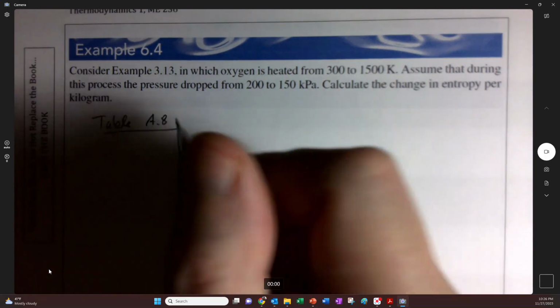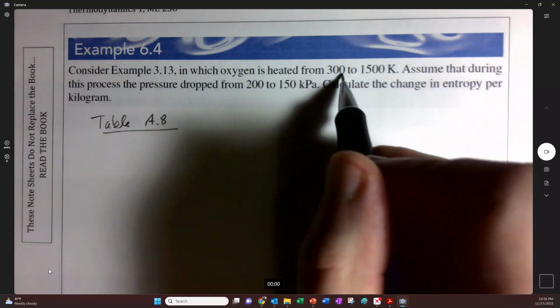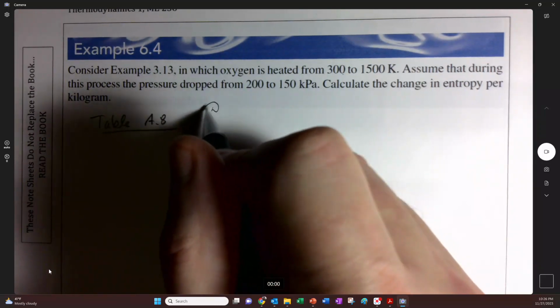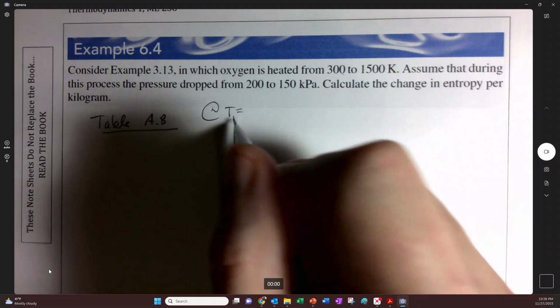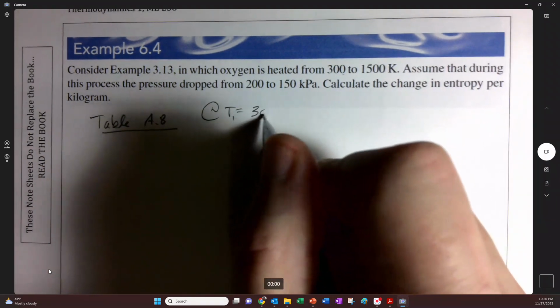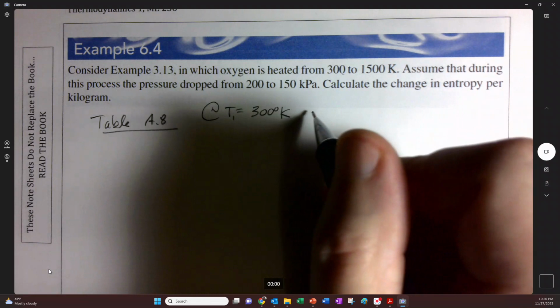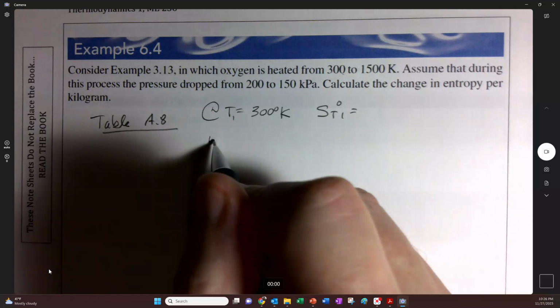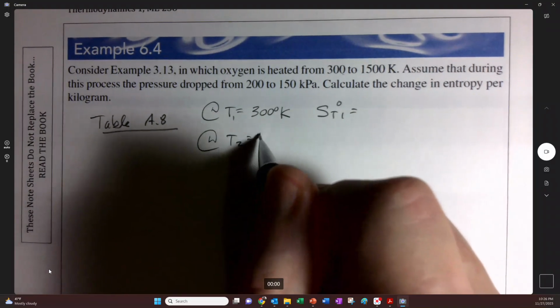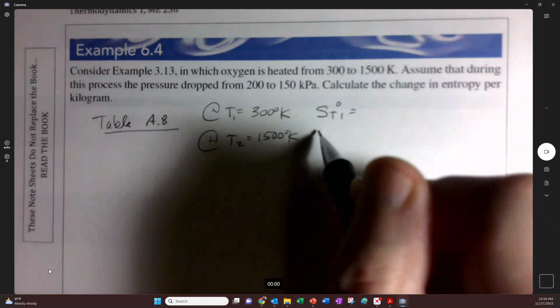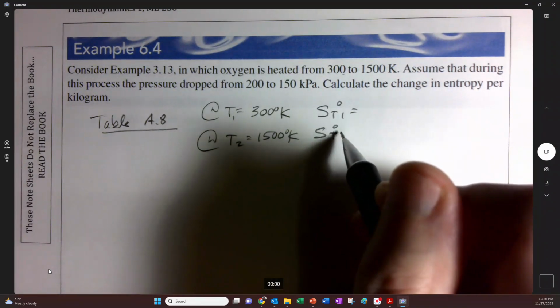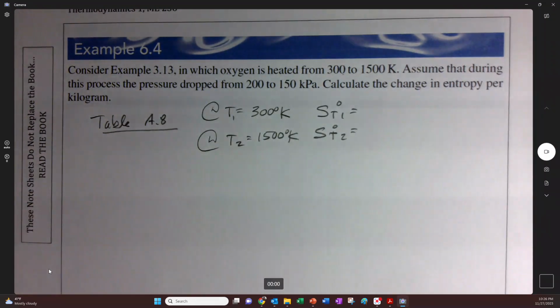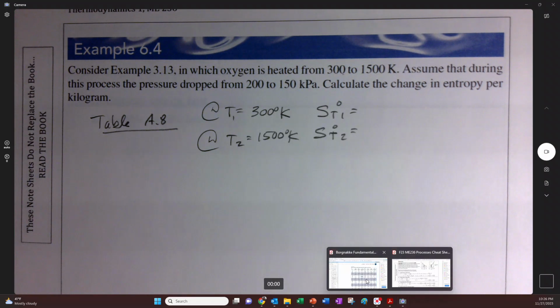A8. We're going to look up these 2 temperatures. So at T1 equal to 300 degrees Kelvin, we're going to look up the s°(T1), and then we'll also look up for T2 at 1500 degrees Kelvin. The standard entropy, right? So let's look at the standard entropy at those 2 values from this table.